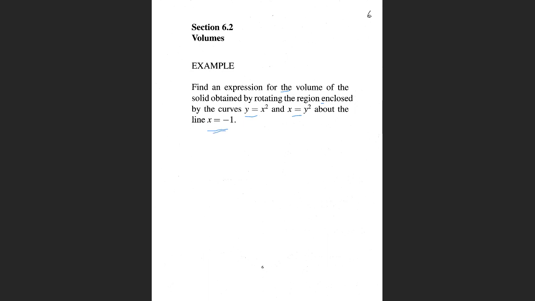So in some of the earlier examples in section 6.2 in the textbook, they'll rotate a region about the x-axis, they'll rotate a region about the y-axis, but now we're rotating about a line, a vertical line, x equals -1. That's not the y-axis. Okay, it's 1 unit to the left of the y-axis.